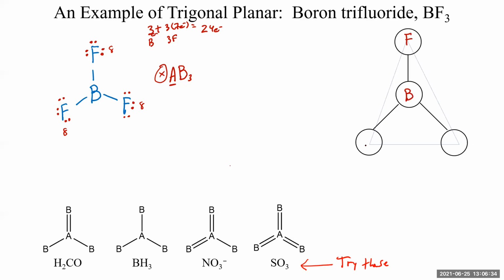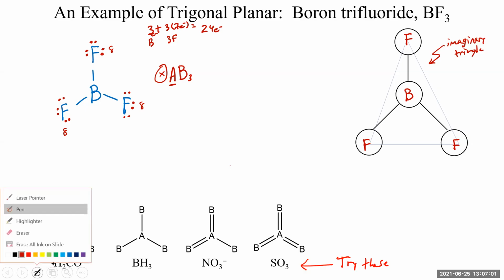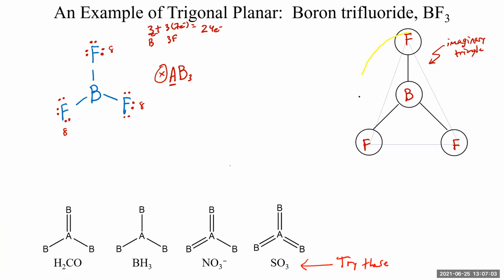Remember, planar means flat. This is a flat molecule, laying flat on its back. You can put it on a flat surface and all 4 atoms will touch the surface at the same time, simultaneously. And again, you can see there's a triangle. The triangle is just an imaginary triangle. Also, you have an imaginary circle encompassing all of these.